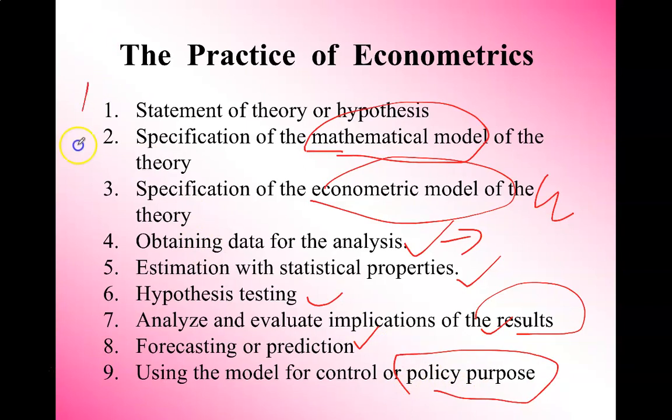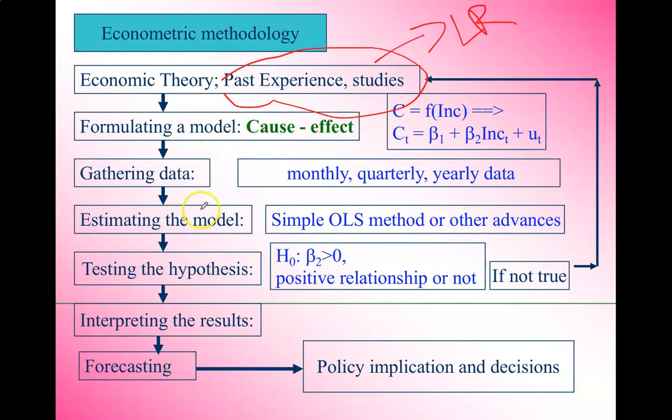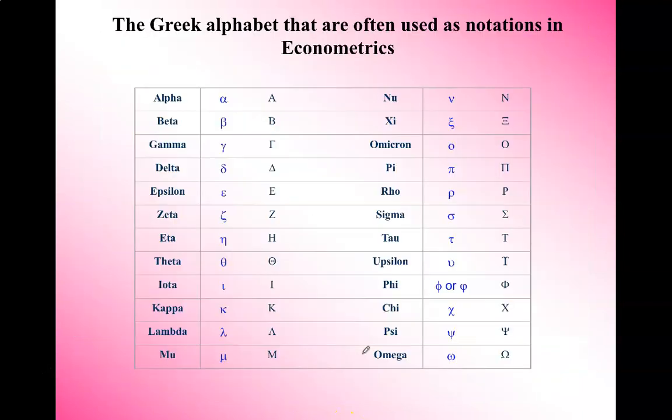This is also the steps for your FYP actually, for doing research in general. Or it's something like this, right? And like these slides, you have an economic theory from past experience, past studies. This is important. That's why we have a literature review. Right, a section in your thesis called literature review, important. And then you formulate the model, gather data, and do forecasting. All right, this is repeatable.